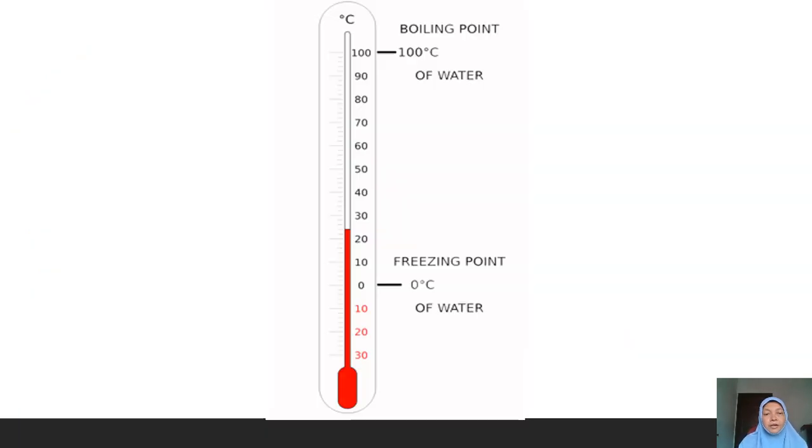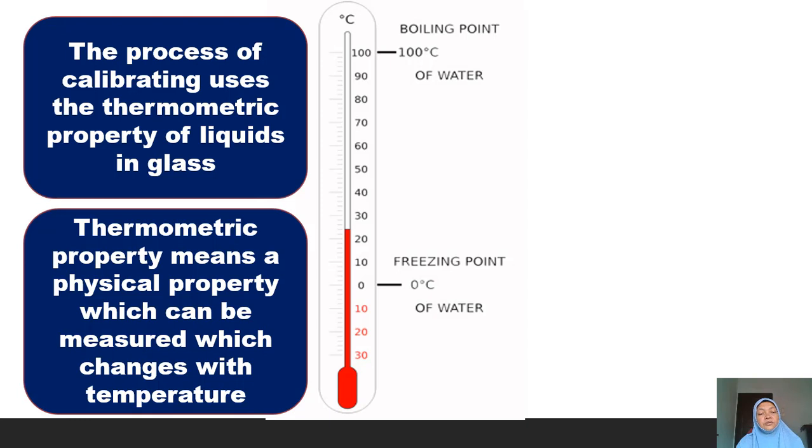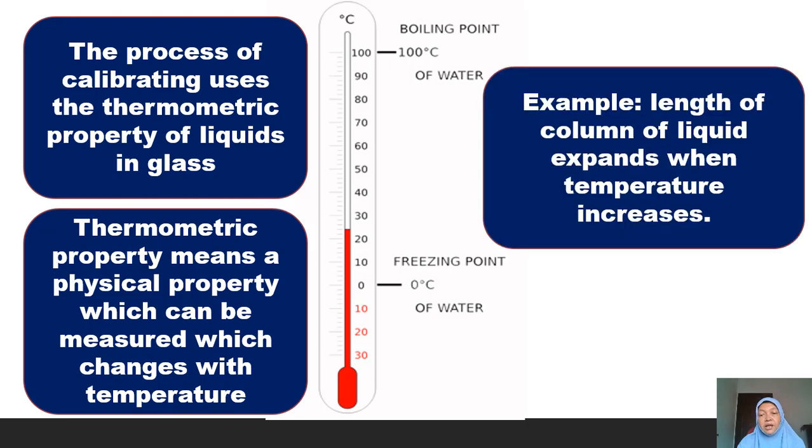Now, the process of calibrating uses the thermometric property of liquids in glass. Thermometric property means a physical property which can be measured and which changes with temperature. For example, the length of the column of liquid expands when the temperature increases.